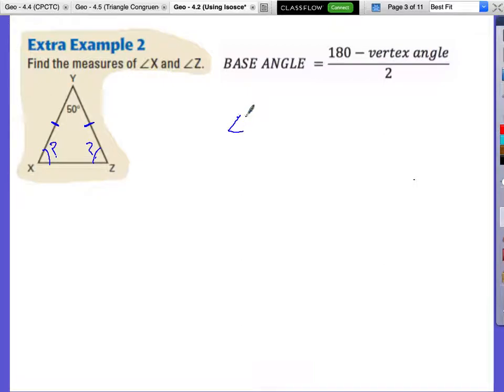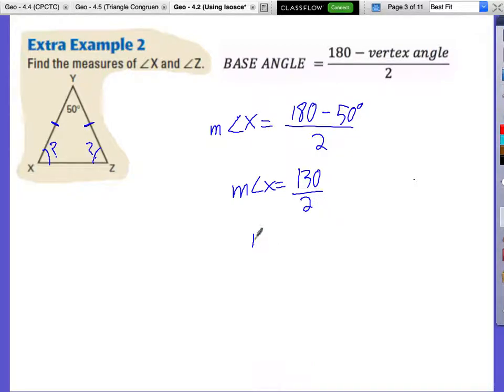Okay, so angle X, that's a base angle. Measure of angle X is going to be equal to 180 minus, well, what's our vertex angle in this triangle, Faith? The 50 degrees. Our angle Y is between these two congruent sides, between the legs of this isosceles triangle. So 50 degrees is the measure of our vertex angle. We're going to divide that by 2. Just like with any fraction, we simplify the numerator before we continue. So what's 180 minus 50? 130. Very good. And what's 130 divided by 2? 65. So measure of angle X is 65 degrees. So we found one of them.